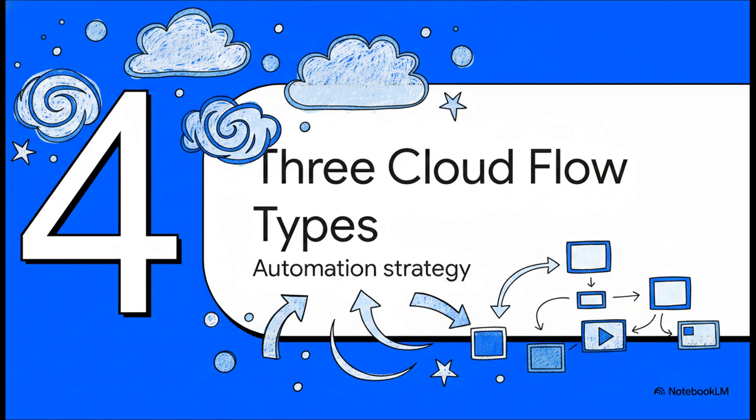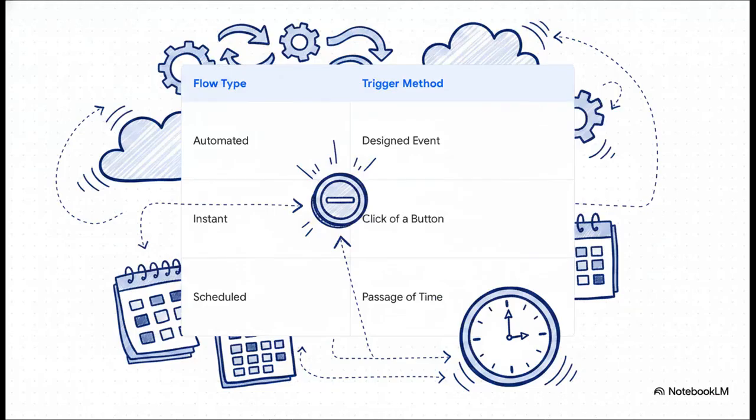Section 4. 3 Cloud Flow Types. Choosing your automation strategy. Now, let's shift our focus over to the practical application side of things. How are you actually going to interact with this? Well, there are 3 primary cloud flow types you'll use, and they're categorized by how they're triggered. First up, we have automated flows. These are triggered by a designed event. Basically, the system is always quietly listening in the background.